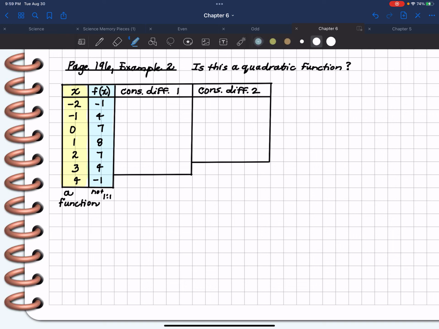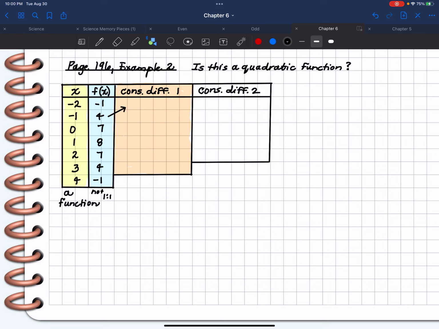So let's take a look at the first consecutive differences. And remember, this is the linear test. If it's linear, these consecutive differences will all be the same. If we don't get commonality here, we can say that it's not linear. It's not first degree. Okay, so here we go. I'm going to not do all of these, but let's get started.